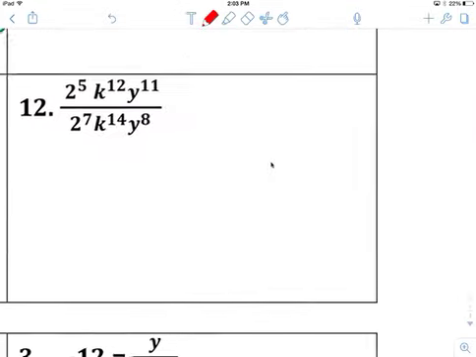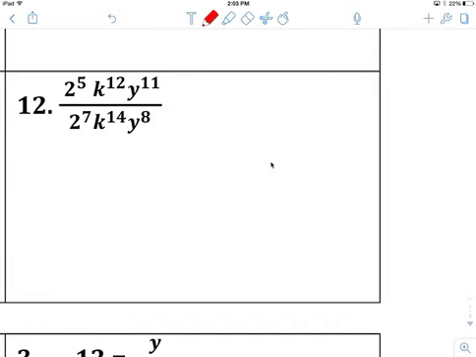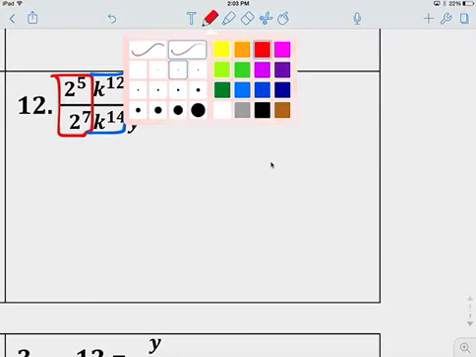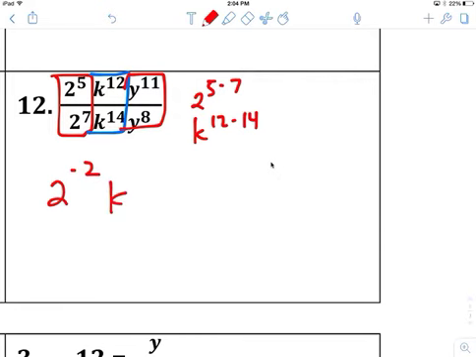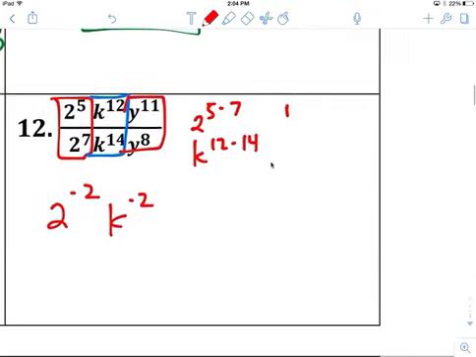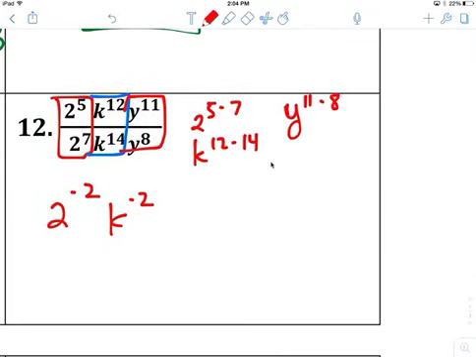Okay, the last one. Okay, there's 3 of them. 1, 2, and the last one, 3. 2 to the 5th minus 2 to the 7th, k to the 12th minus k to the 14th. 2 to the 5th minus 7 is 2 to the negative 2. K is k to the negative 2. Y is y to the 11th minus 8 is y to the 3rd.